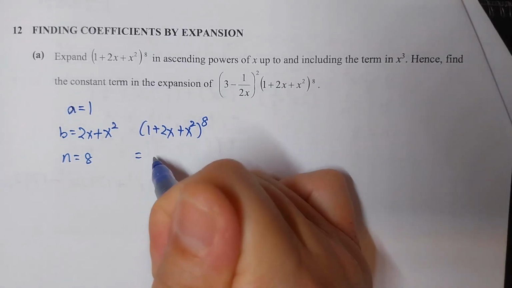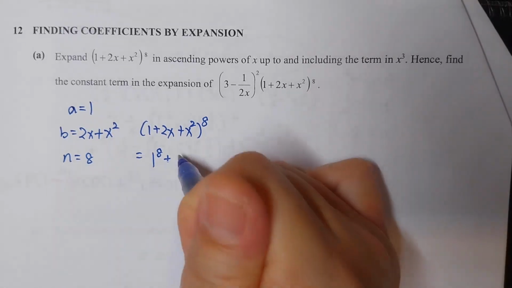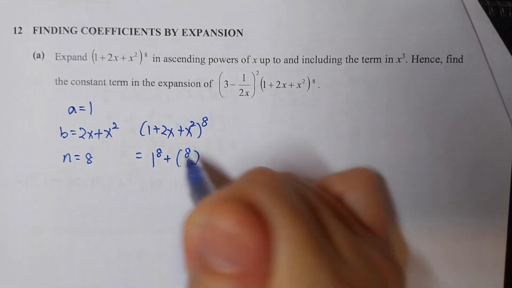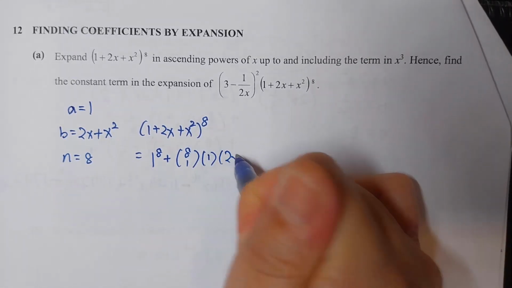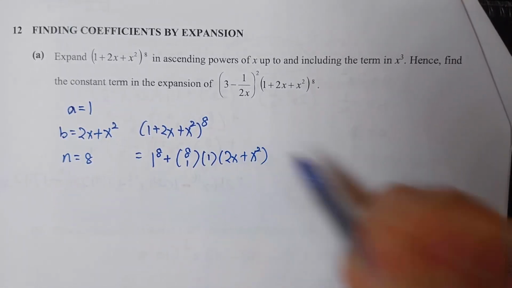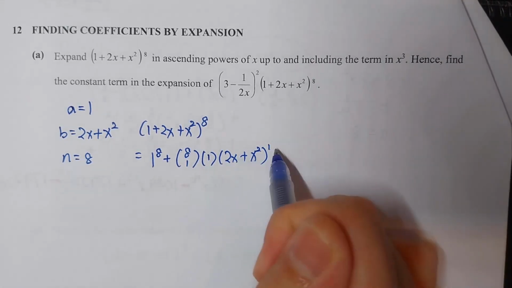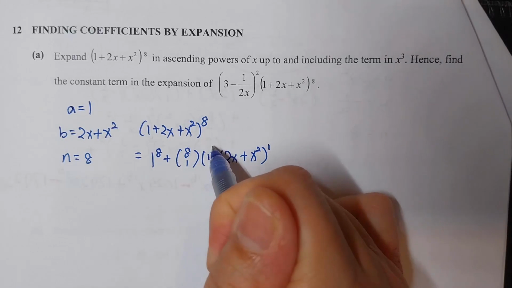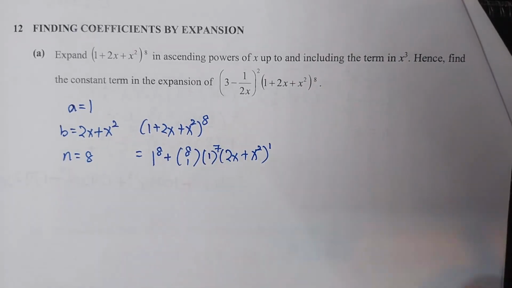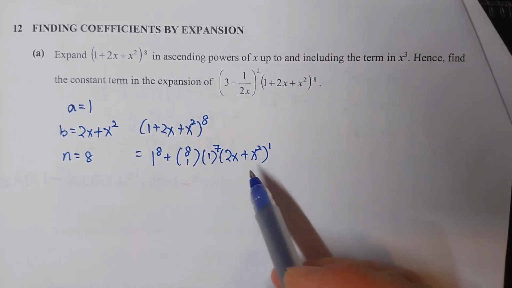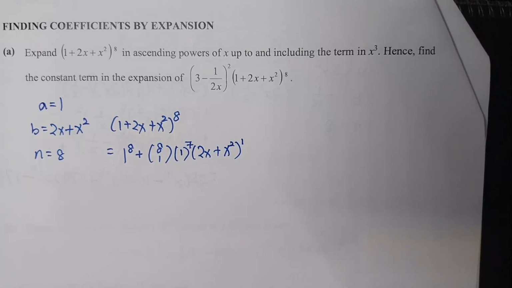So first I will have 1⁸ plus 8 choose 1. I'll write down the value of a, and I'll write down the value of b. I know that the two powers add up to 8, so this must be 7. Likewise, you can also totally ignore the ones. I'm doing it this way just to recap the formula for the binomial theorem better.